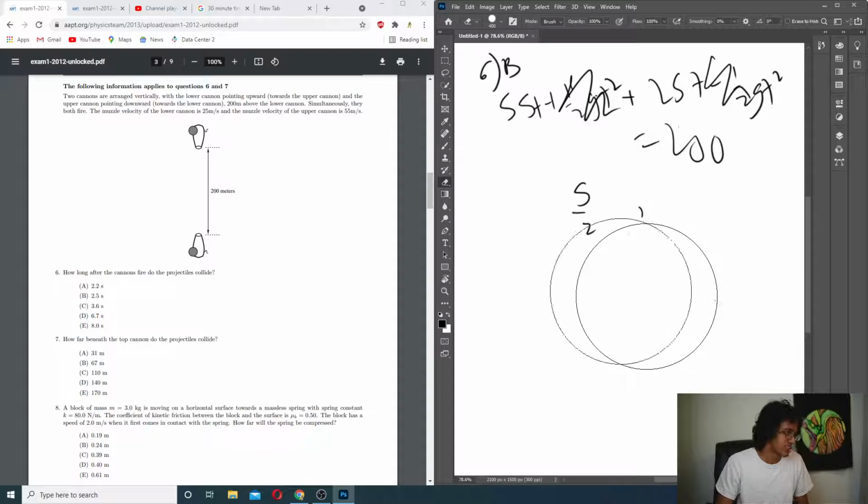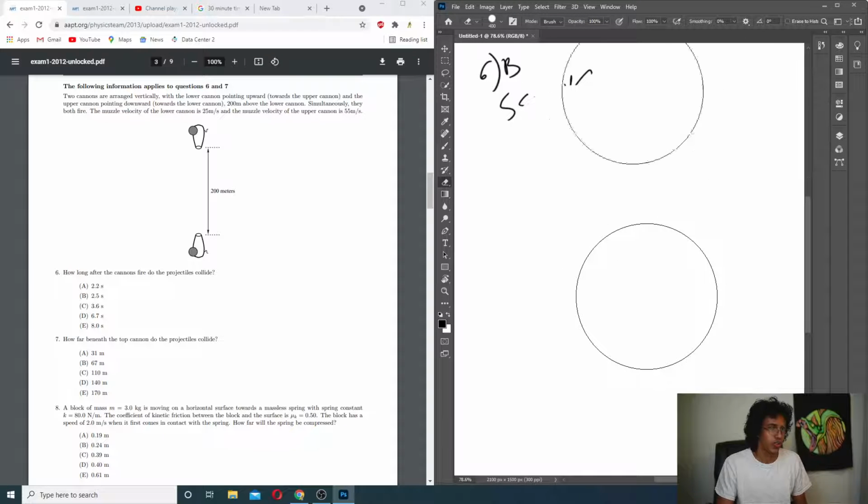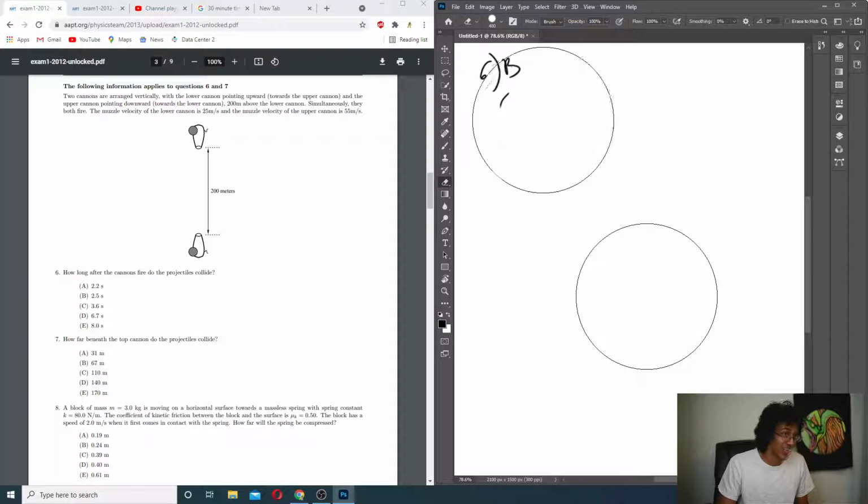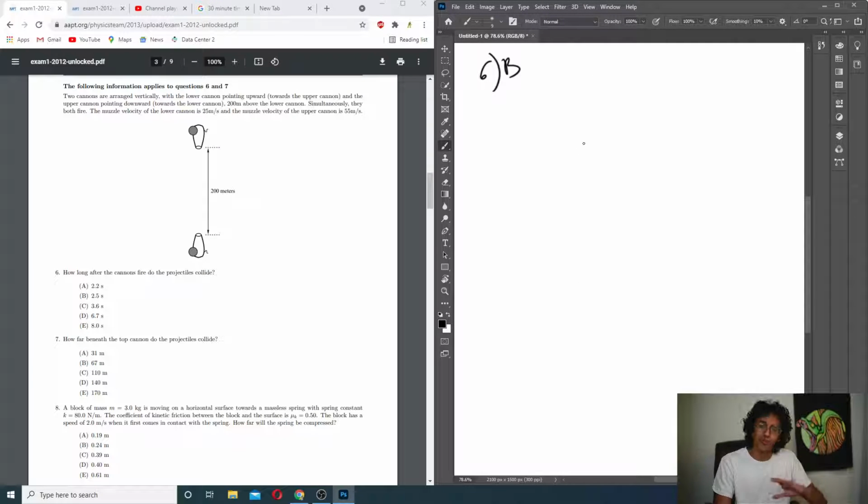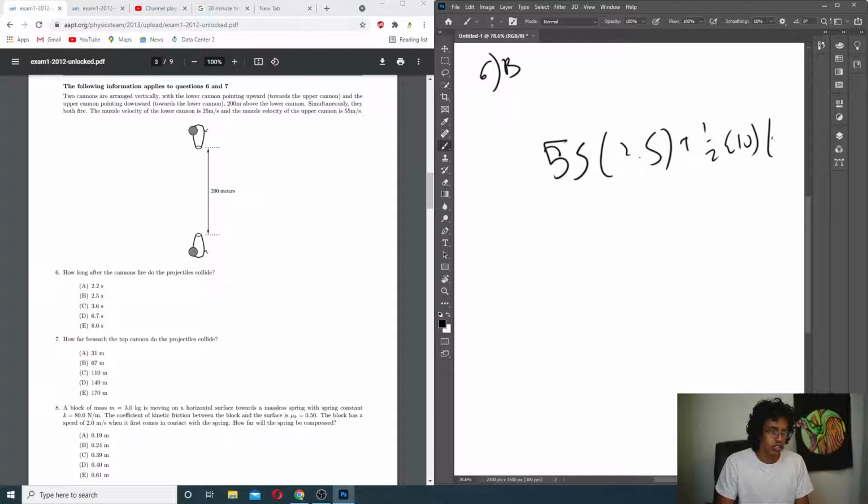Okay, 7. How far beneath the top cannon do the projectiles collide? So that's just plugging in, right? Beneath the top, so we're not going to do height above the bottom this time. So what we've got to do is 55 times 2.5 plus 1/2 times 10 times 2.5 squared. 55 times 2.5 is 275 over 2, plus 1/2 times 250 over 8, right? So that is the same thing as 125 over 4.